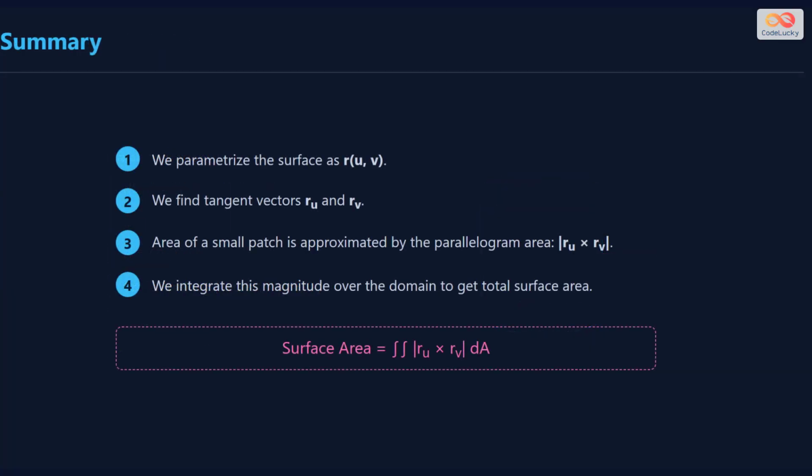To summarize the process, first, parameterize the surface. Second, calculate the tangent vectors. Third, take the cross product and find its magnitude. Finally, integrate this magnitude over your domain. This method allows you to find the surface area of any smooth parametric surface.